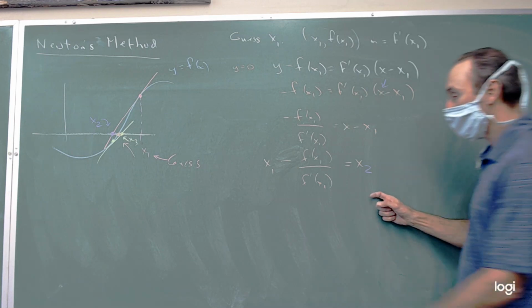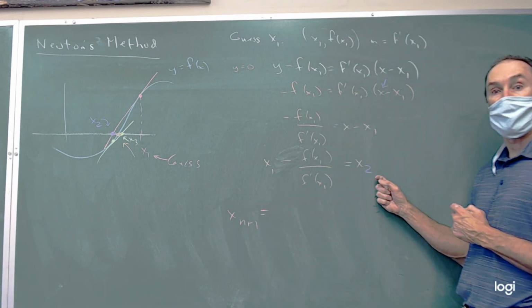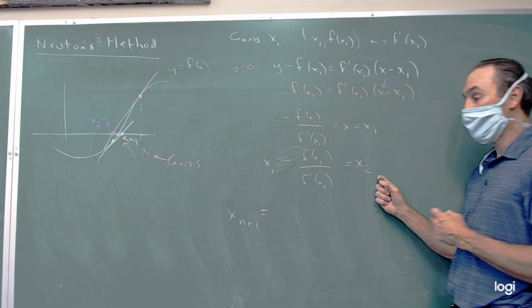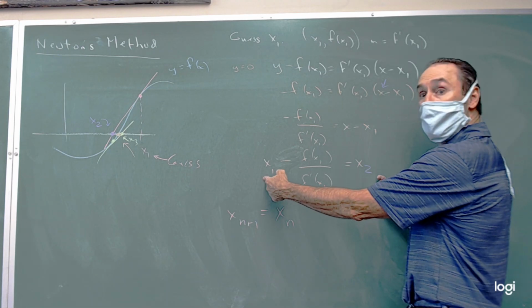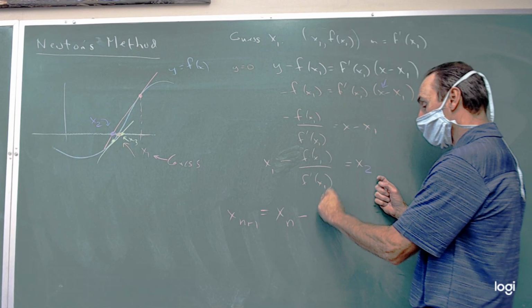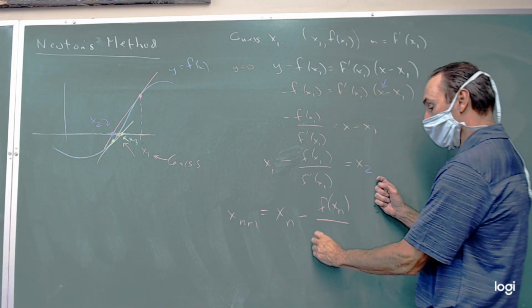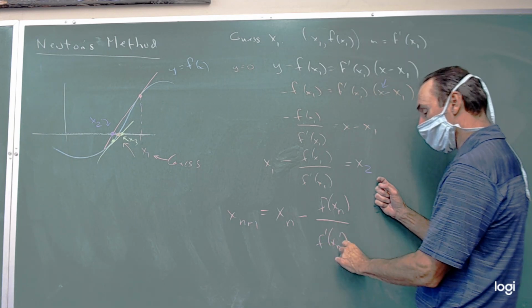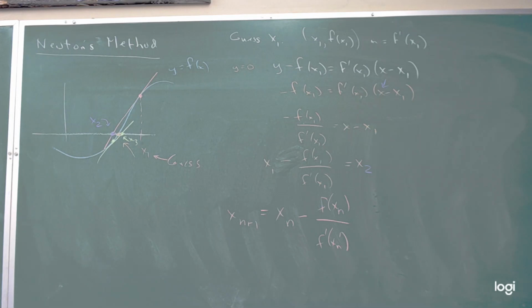So what I'm going to do is say x sub n plus 1, the next guess, my next approximation, is going to be the previous approximation, x sub n, minus the function f evaluated at x sub n, that previous approximation, divided by f prime of x sub n, the derivative evaluated at that x of n. And then we just do it over and over again.